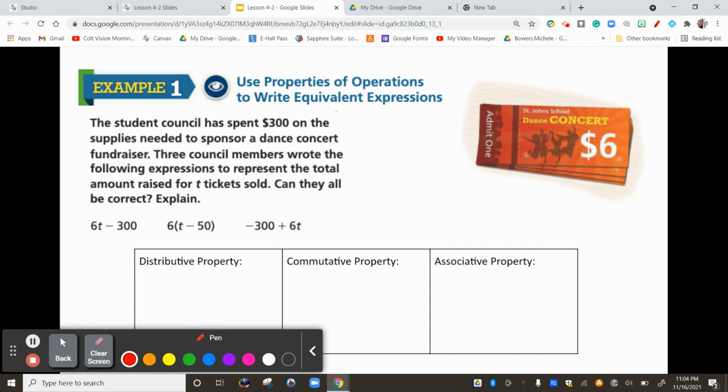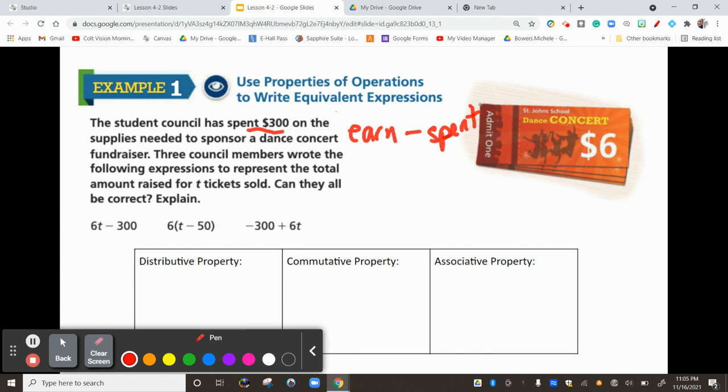Okay, so here's the thing. They've already spent the $300. So let's try to think about this if we were going through this problem. They're going to use the money that they raised from selling the tickets to help pay for the supplies. So the money that they raised from the tickets, that's money they earn, but the $300 is money they spent. So whatever money they earn, they're going to take away the money they spent.